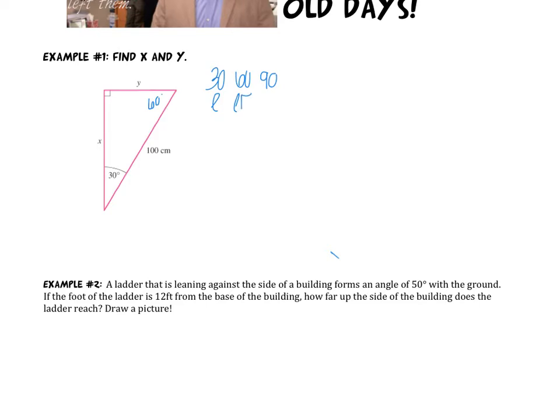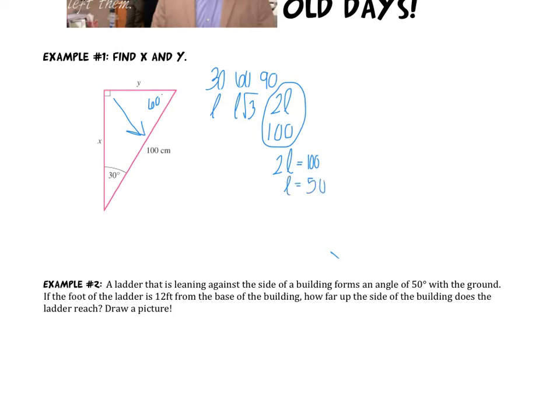L, L root 3, and 2L. And it's kind of a puzzle. You see where you have, and then you keep going. Well, I know across from the 90 degrees is a 100. So I know right here, across from the 90 is 100. So here's my puzzle. I know that 2L equals 100, which means L equals 50.